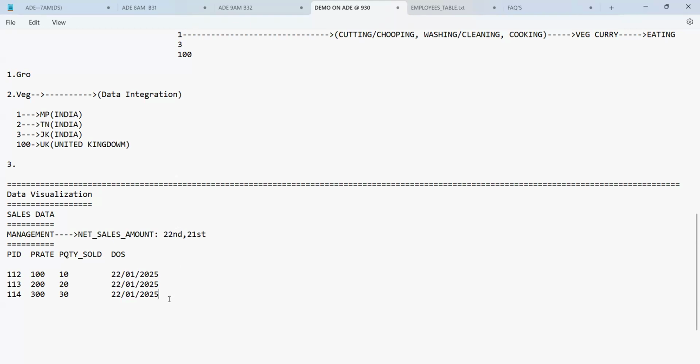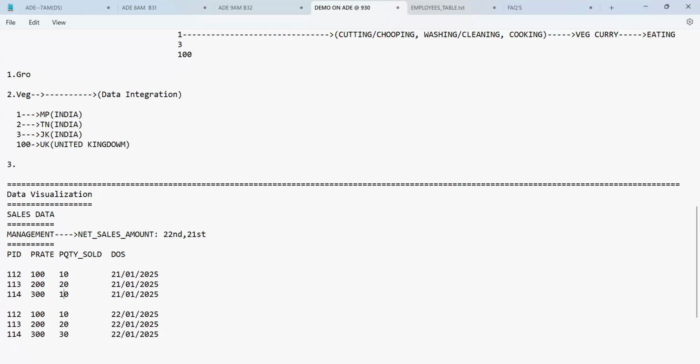So I have the 22nd day's data, but the 21st data is not there. So I'll prepare the 21st data also, just making some changes. I'm giving the same one. So for the 21st, here instead of 30, I will make it 10.